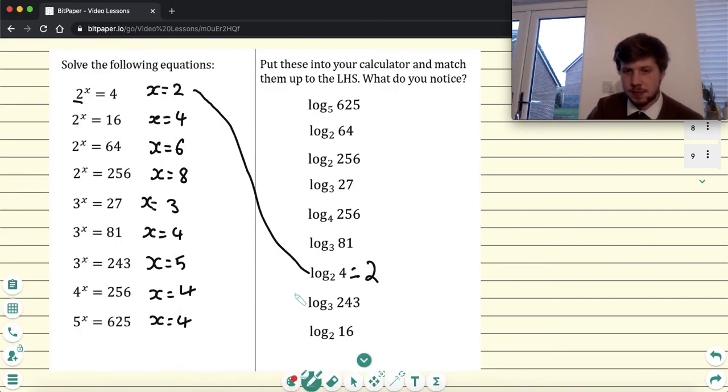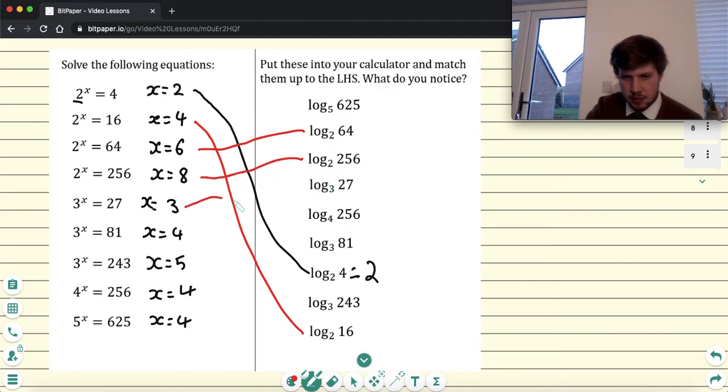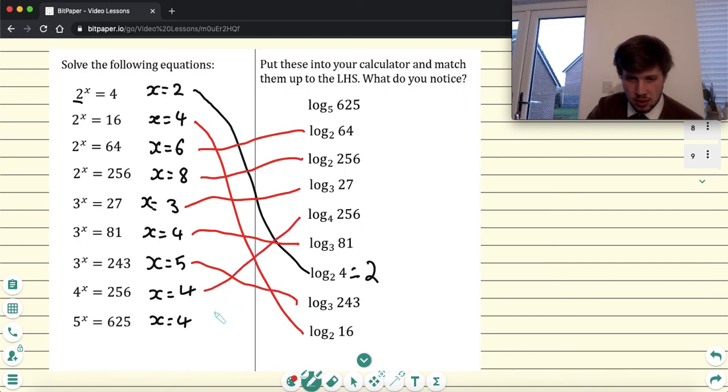So pause the video. And what you should get is that log of base 2 of 16, the next one will be 64, and then it'll be log of base 2 of 256, log of base 3 of 27, 81, log base 3, and the answer is 243, which is here, log base 4 of 256, and finally right at the top. Okay, that's your first introduction to logarithms.